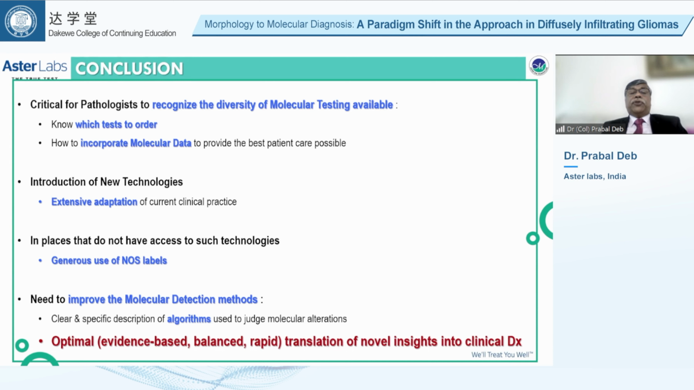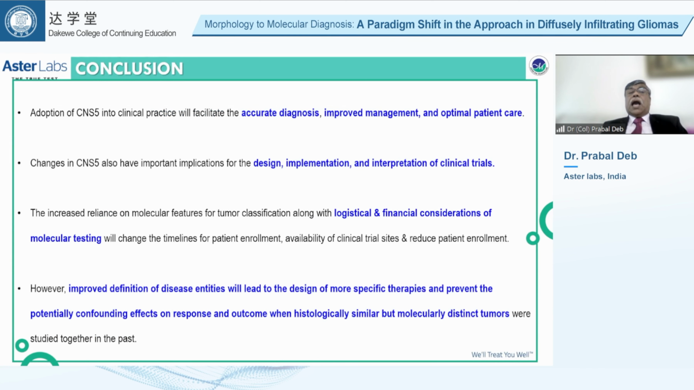And there's a need to improve the molecular detection methods with clear and specific description of algorithms, and have optimal, evidence-based, balanced, rapid translation of novel insights into clinical diagnosis. Adoption of CNS5 into clinical practice will facilitate accurate diagnosis, improve management, and optimal outcome of the patient, to include in various clinical trials. This also has important implications for design, implementation, and interpretation of clinical trials.